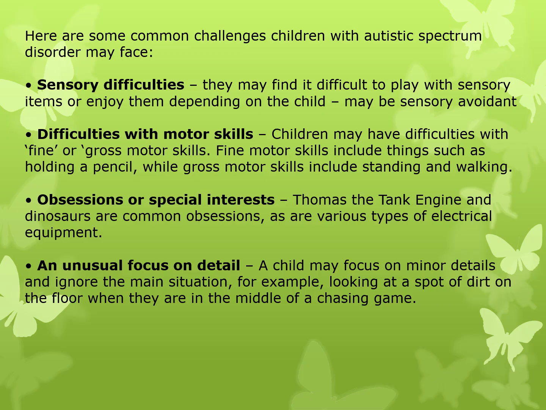Here are some common challenges children with autistic spectrum disorder may face. Sensory difficulties. They may find it difficult to play with sensory items or enjoy them, depending on the child. They may be sensory avoidant. Difficulties with motor skills. Children may have difficulties with fine or gross motor skills. Fine motor skills include things such as holding a pencil, while gross motor skills include standing and walking. Obsessional or special interests. Thomas the Tank Engine and dinosaurs are common obsessions, as are various types of electrical equipment.